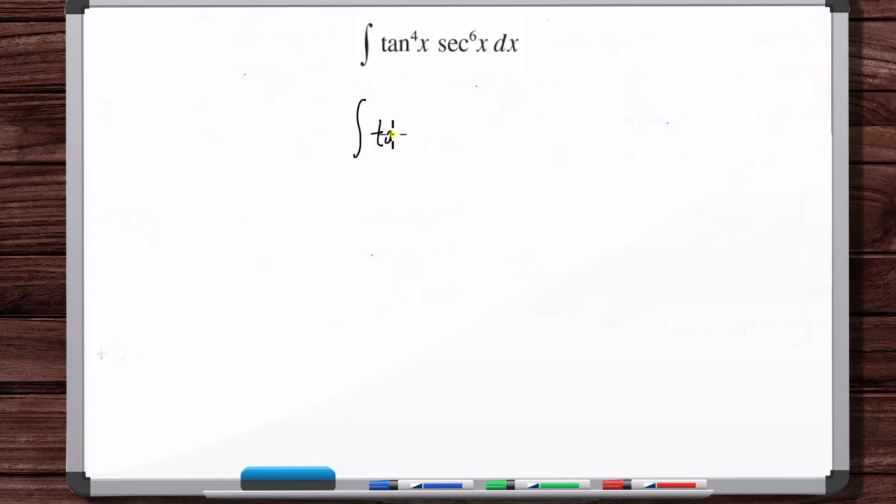So we've got tangent to the fourth x, secant to the fourth x, secant squared x dx. Then we're going to make the substitution that u is equal to tangent x, because then du is equal to secant squared x dx. But everything else needs to be a function of just tangent x. To do that, we use the trig identity: secant squared x is equal to 1 plus tangent squared x.